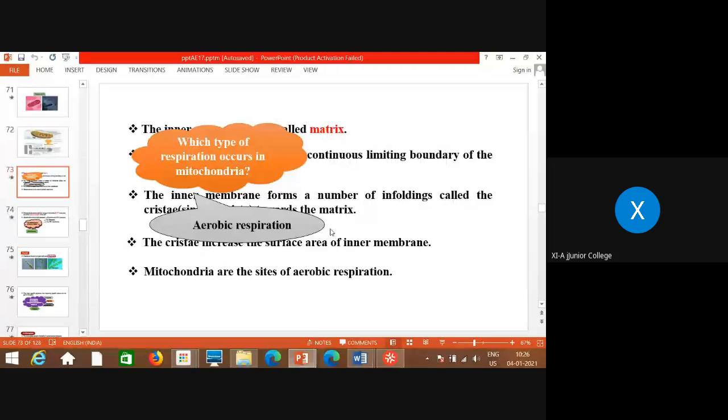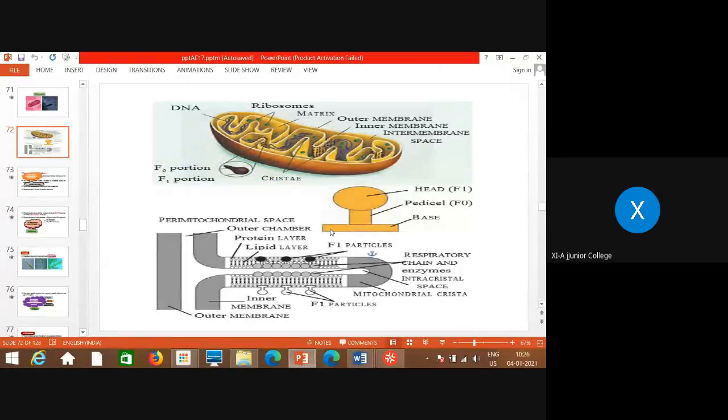So I hope you have understood this part at least. I will repeat this part again. In case of mitochondria, there is an outer membrane and an inner membrane. The outer membrane is smooth, the inner membrane is folded. These folds are called cristae. This is a singular crista shown in this diagram. It shows the presence of oxysomes on it.